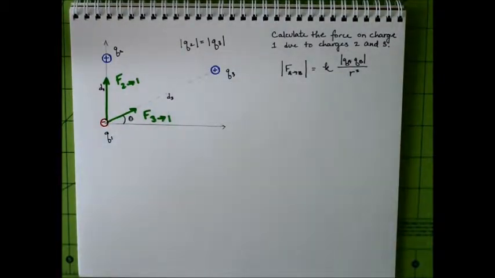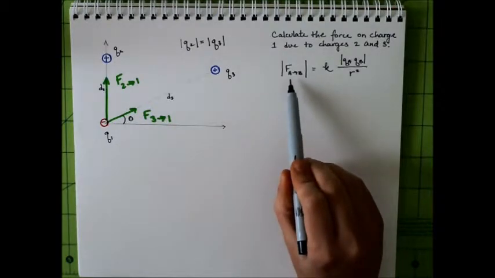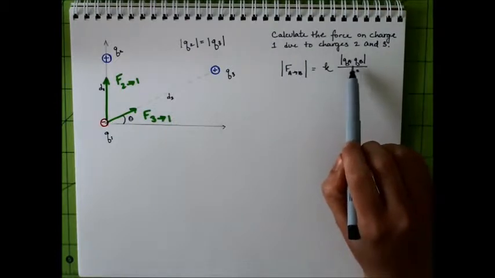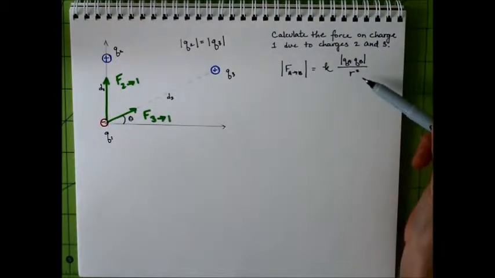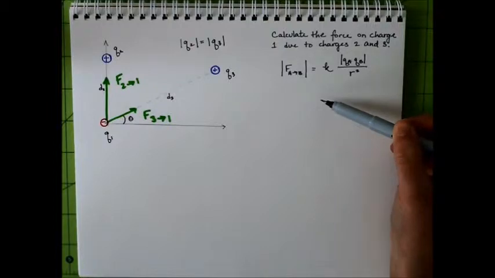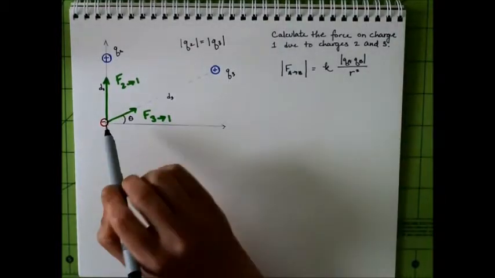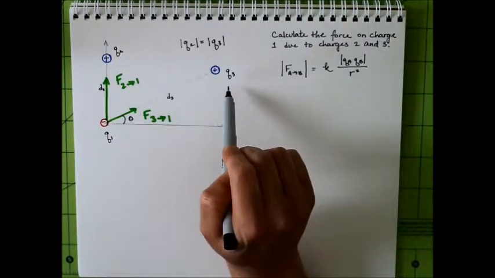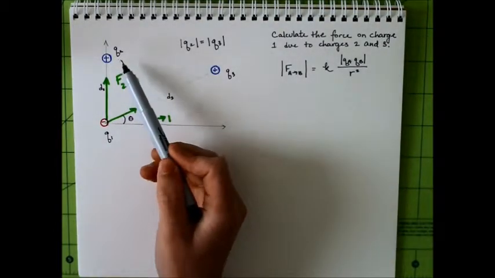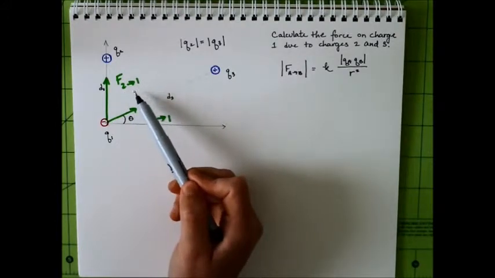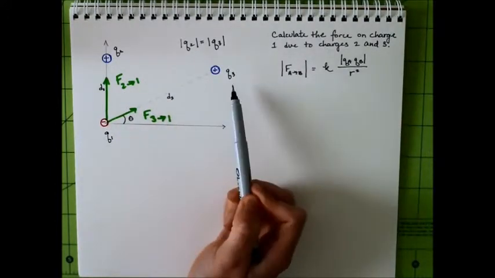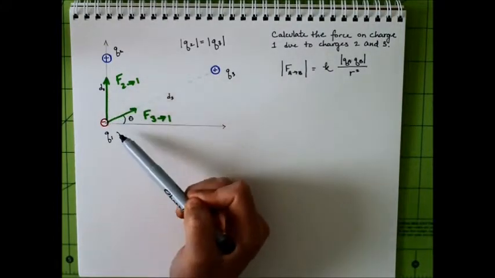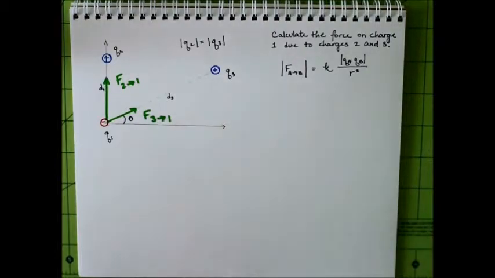So Coulomb's law tells us about the force of charge A on charge B, which is equal to K times the product of the two charges divided by R squared, where R is the distance between the two charges. On our picture here, charge Q2 is closer to Q1 than Q3 is. So that means that the force of charge 2 on 1 is going to be greater than the force of charge 3 on 1, which is why I've drawn the force vector for 2 on 1 with a greater length than this one.